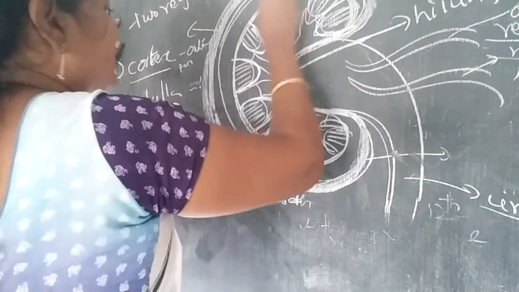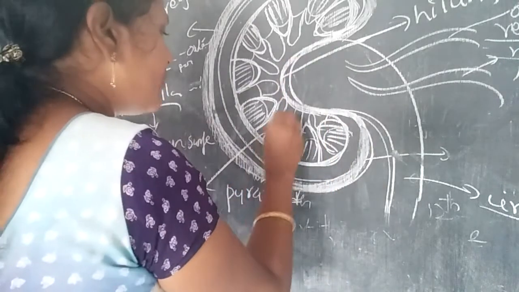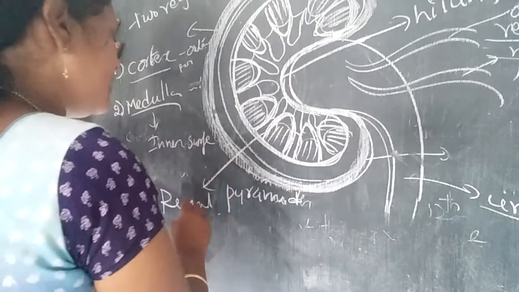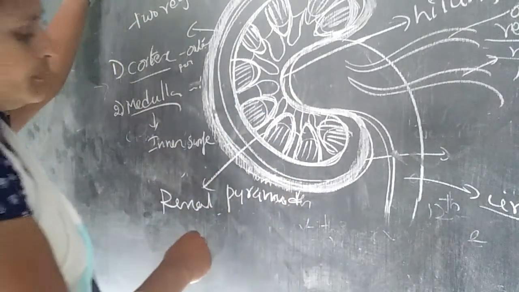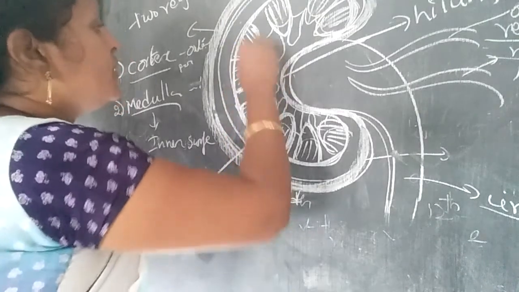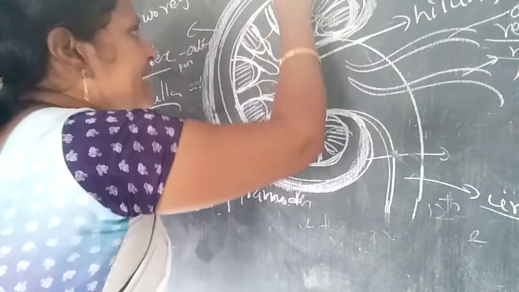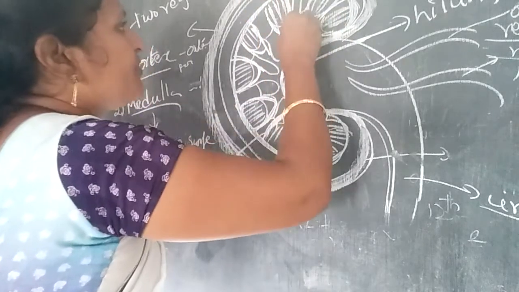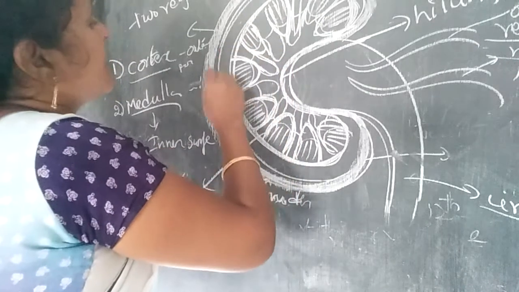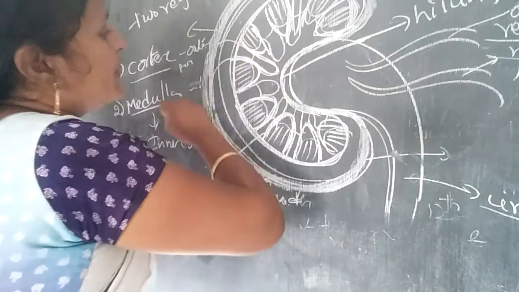So this is the inner surface of the medulla, where they have cone-shaped structures. These cone-shaped structures are also called the renal pyramids. In between the renal pyramids, the projections of the cortex are present.